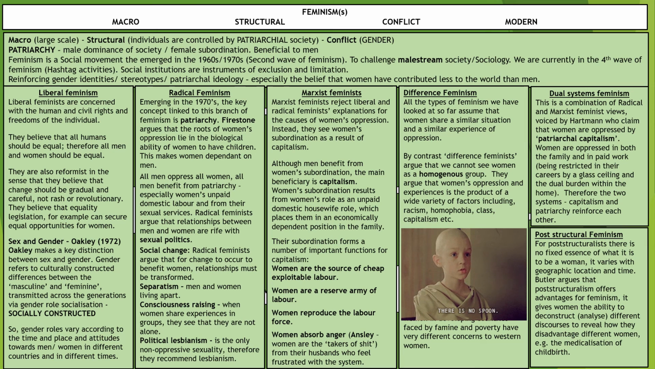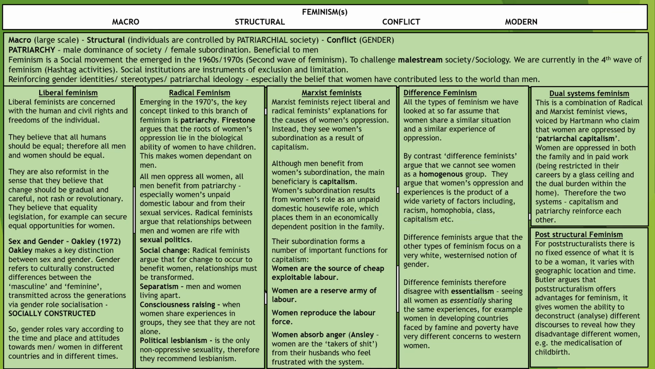So Butler argues that post-structural offers advantages for feminism because it gives women the ability to deconstruct the discourses about gender, and obviously it changes and can change the discourse. So, as I say, there we have the key feminist debates: liberal, radical, Marxist, difference, dual systems, and post-structural.